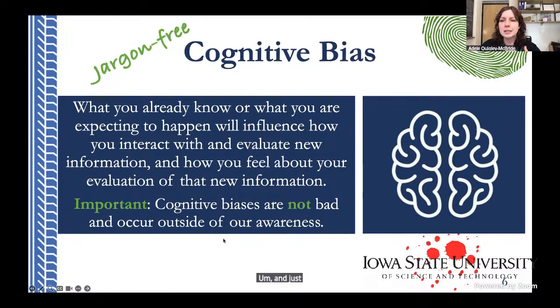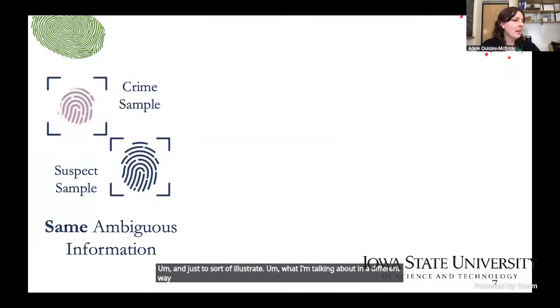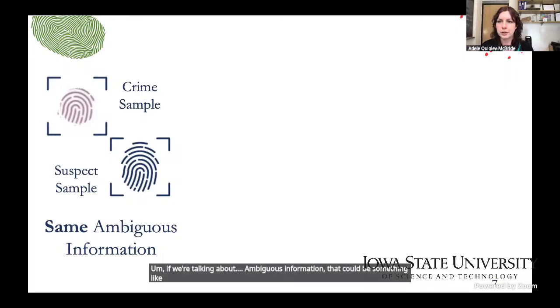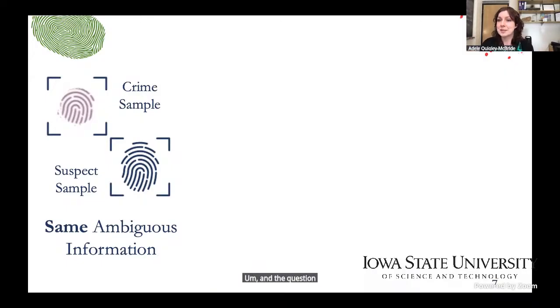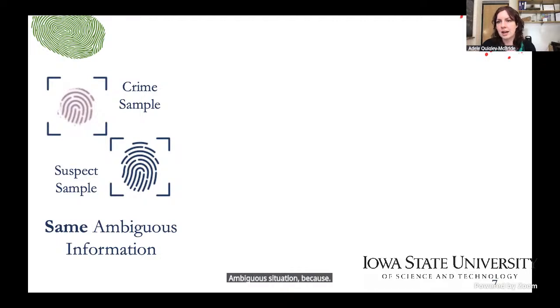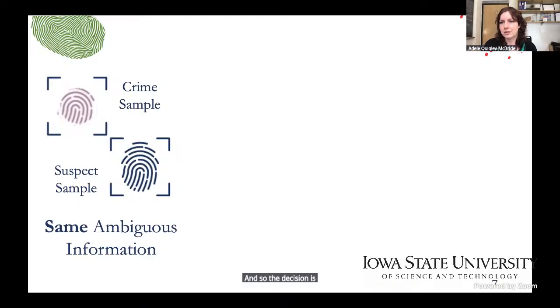And just to sort of illustrate what I'm talking about in a different way without words, if we're talking about ambiguous information, that could be something like a latent fingerprint, or it could be a DNA sample from a crime scene. It could be tire tracks. It could be any kind of forensic evidence you're trying to deal with. And the question is, is this the same as another piece of evidence? Is this the same as a suspect sample? And that's an ambiguous situation because you don't always have perfect information you're dealing with. And so the decision is one you're making under situations that are ambiguous.